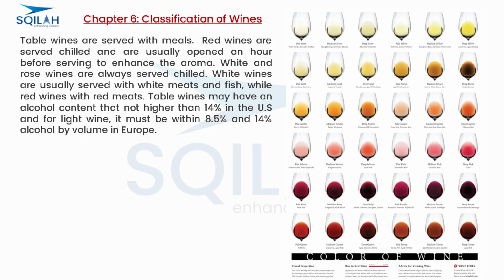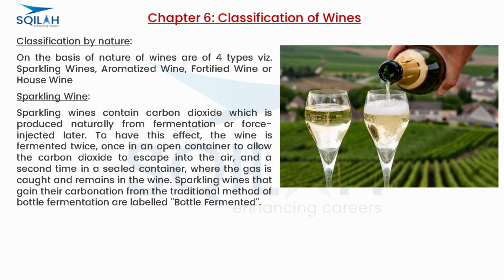Red wines are served chilled and are usually opened an hour before serving to enhance the aroma. White and rose wines are always served chilled. White wines are usually served with white meats and fish, while red wines with red meats. Table wines may have an alcohol content not higher than 14% in the U.S., and for light wine, it must be within 8.5% and 14% alcohol by volume in Europe.